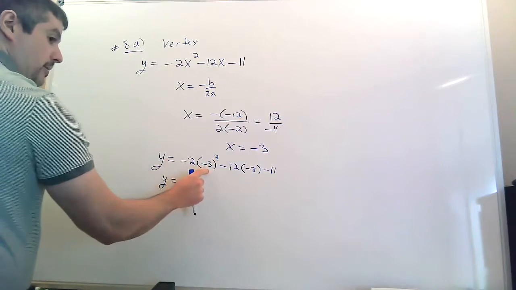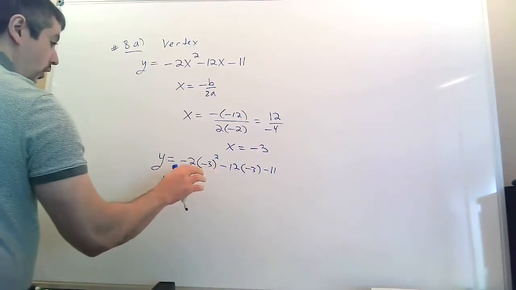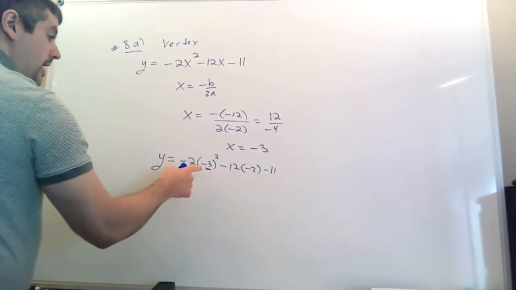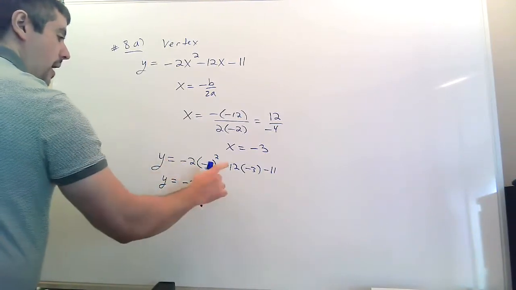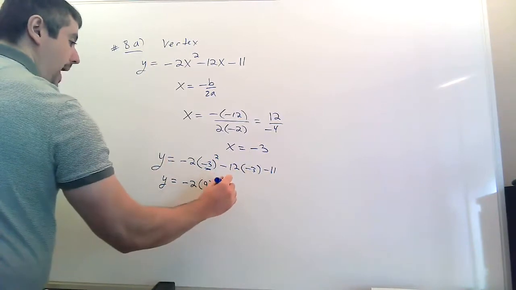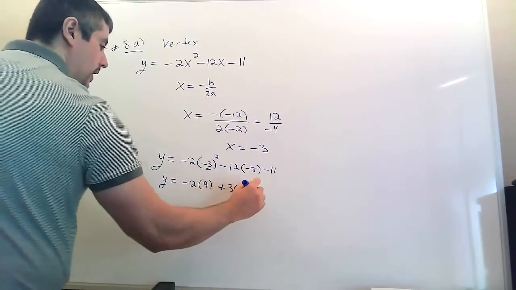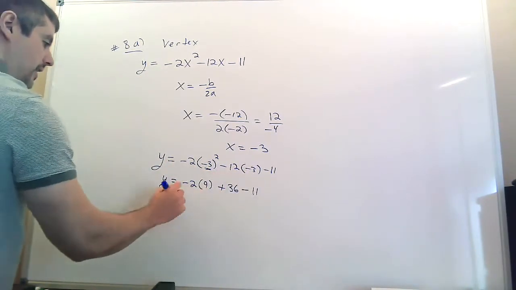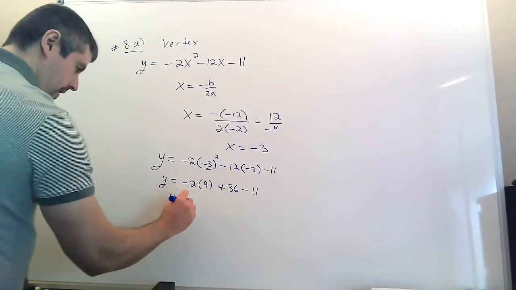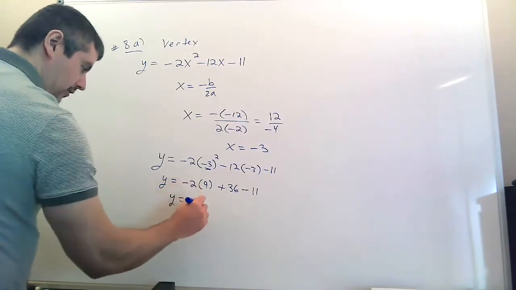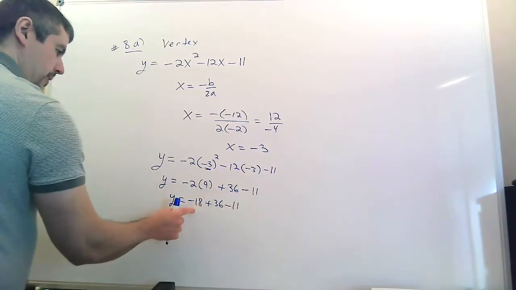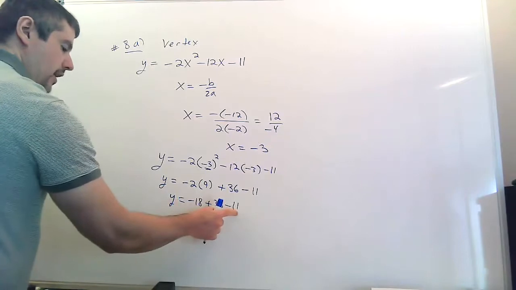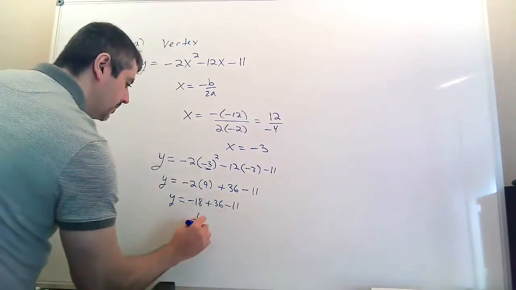If you do 2 times 3 and make a 6 there, just kill the whole thing. Do this power. -3 squared is +9, right? -3 times -3. -12 times -3 is +36. You're taking away 11. This is 18. And it's negative because negative times positive is negative. So let's see. 36 minus 18 is 18. 18 take away 11 is 7.